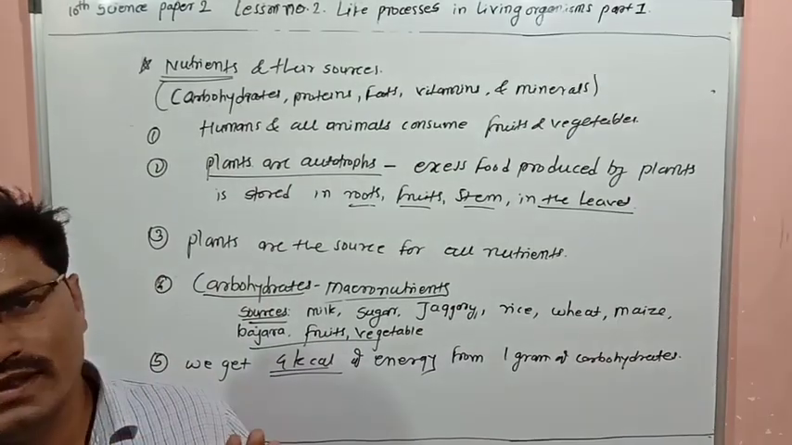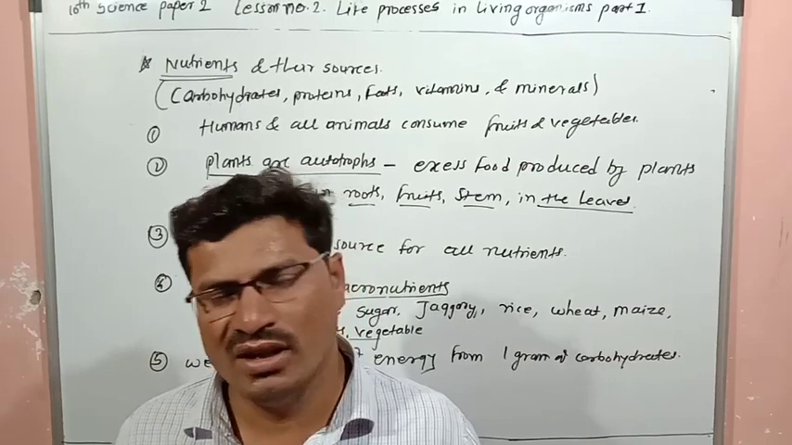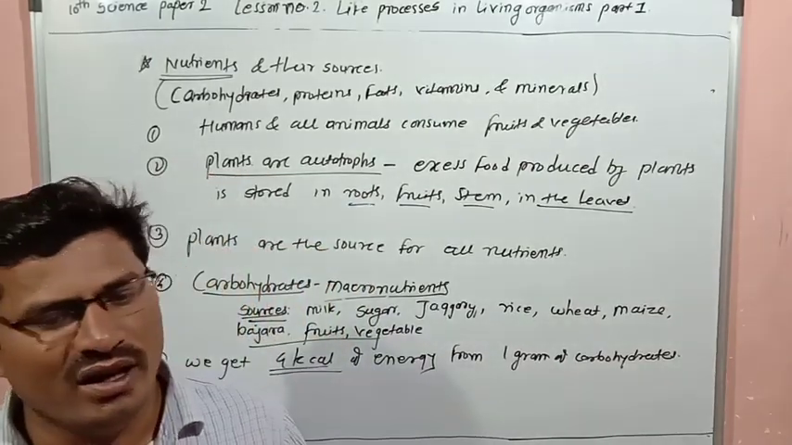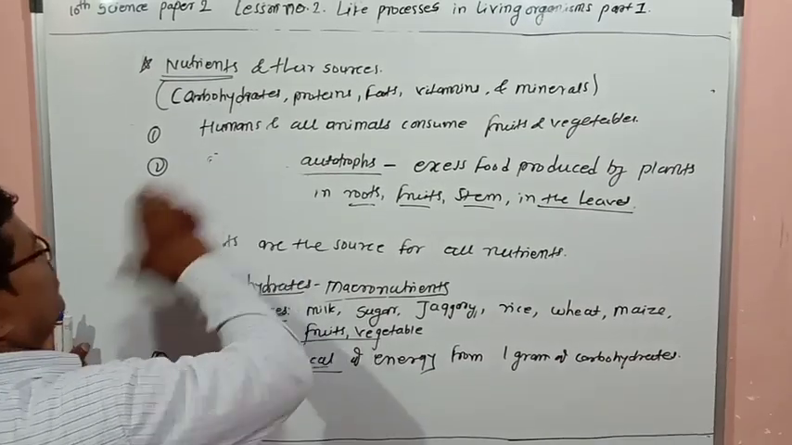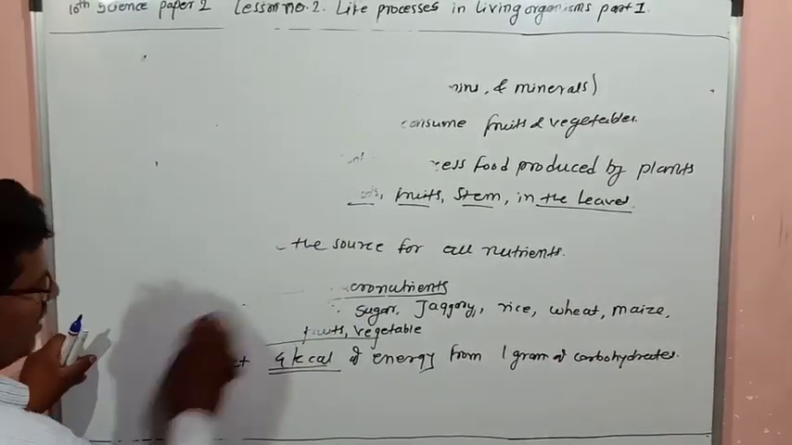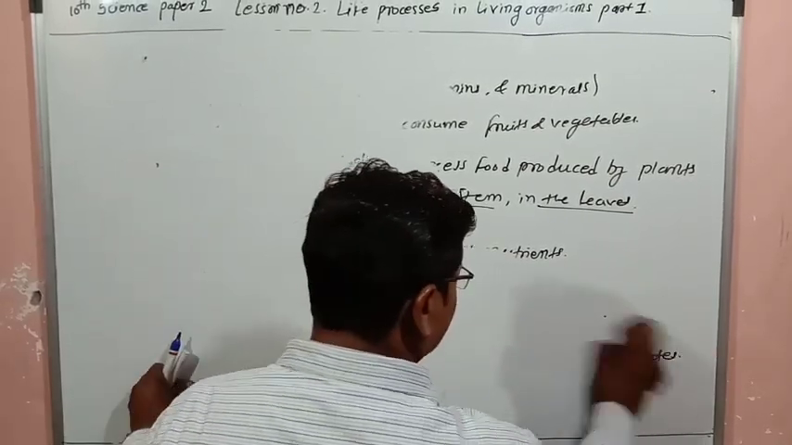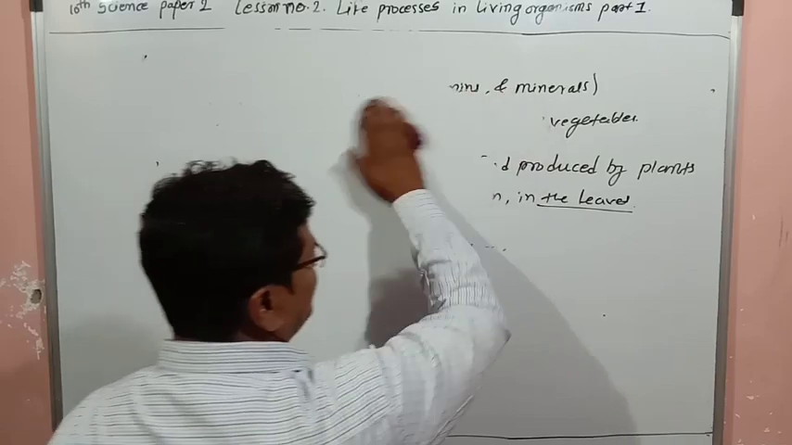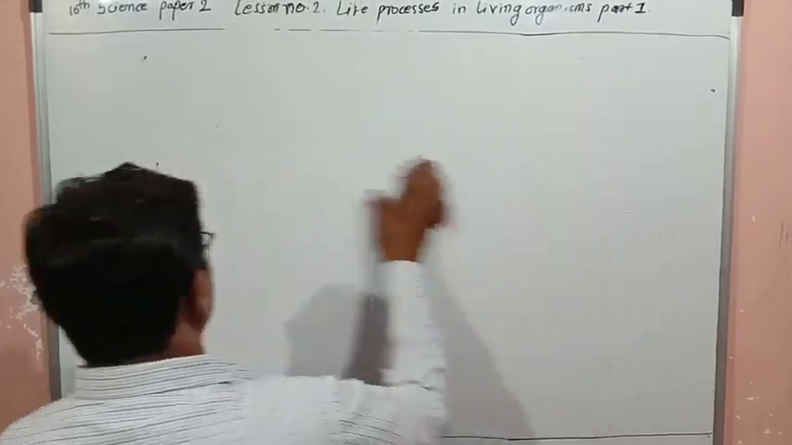After this, one more question is asked in the textbook, called use your brain power. In that, one question is asked, and that question is related to sport players.